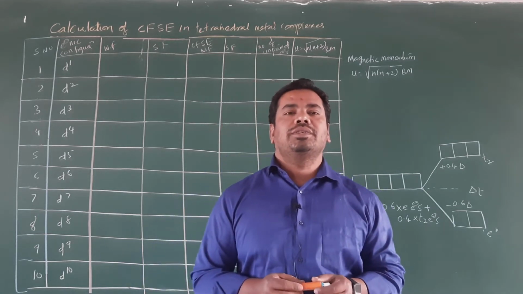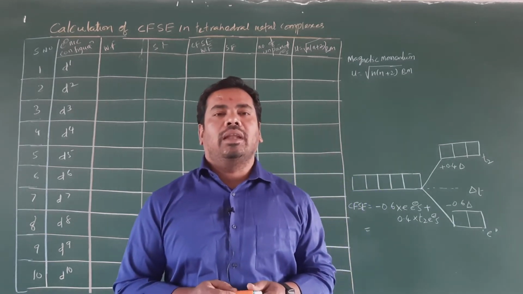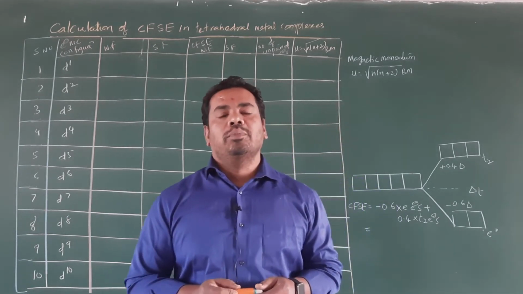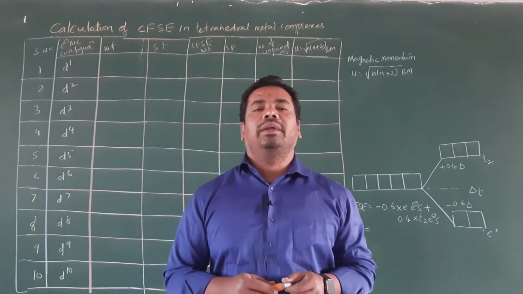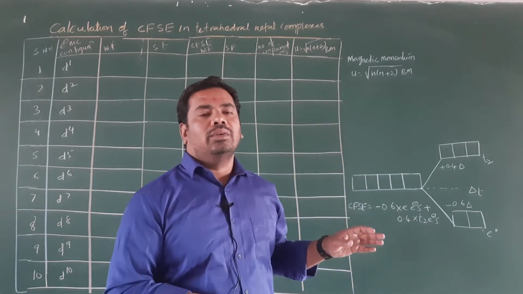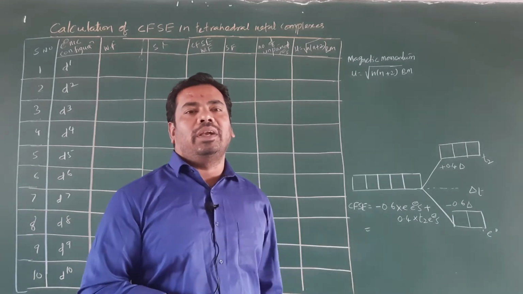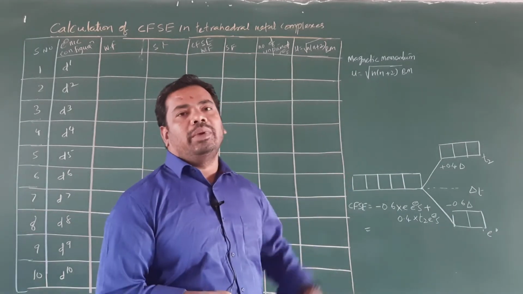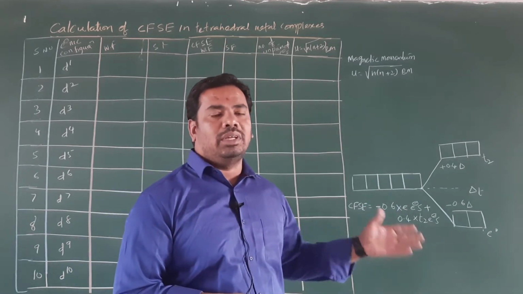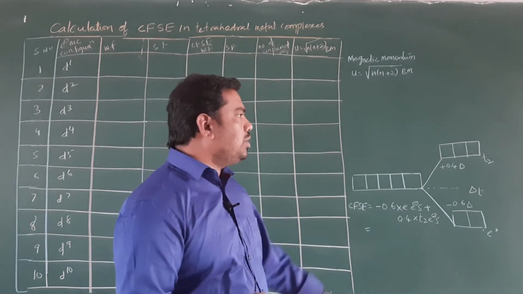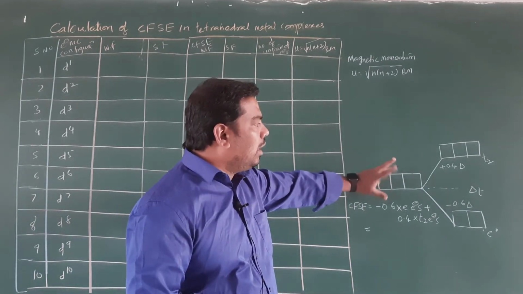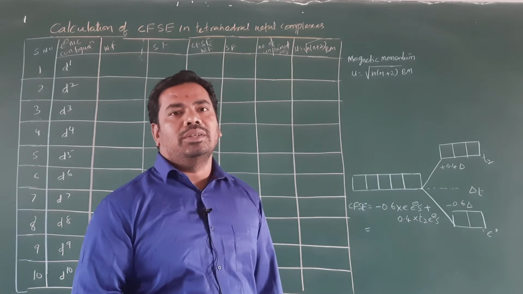Chemistry. In this session, we will learn the calculation of crystal field stabilization energy and magnetic moment in tetrahedral metal complexes. In the previous lecture we discussed the crystal field splitting of metal d orbitals in tetrahedral metal complexes. Already we have seen the splitting pattern. Once again, the splitting pattern is completely reverse to the octahedral geometry.